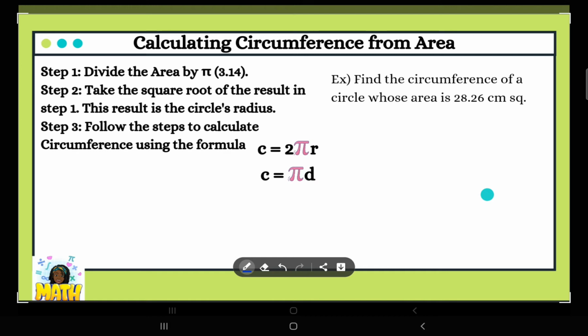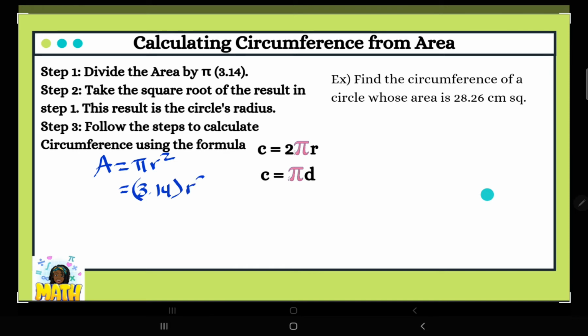Our first example: find the circumference of a circle whose area is 28.26 centimeters squared. We're going to start off by writing the formula for area, which is a equals pi r squared. Then we substitute 3.14 in for pi, since we're finding our radius, and substitute 28.26 for area. Now we do step 1, which is to divide both sides by 3.14.